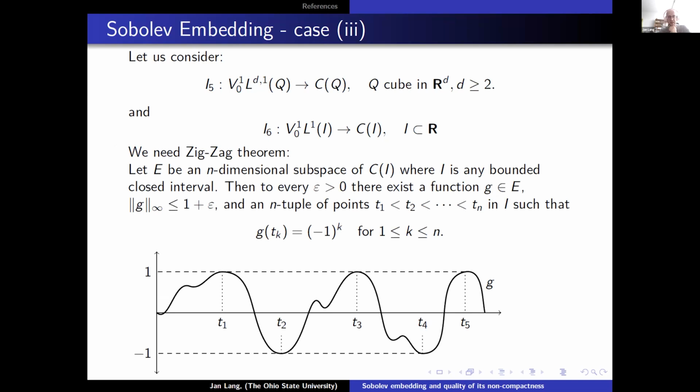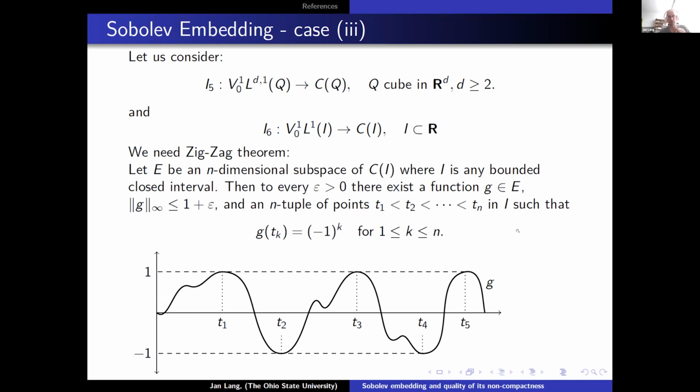Zigzag theorem, it's a really nice theorem. What is it going to tell me? If I have an n-dimensional subspace of continuous functions on a bounded closed interval, then for each epsilon, there exists at least one function in my n-dimensional subspace which has L infinity norm less than 1 plus epsilon, and that function is going to have, at the end, its position changing values from 1 to -1, zigzag.